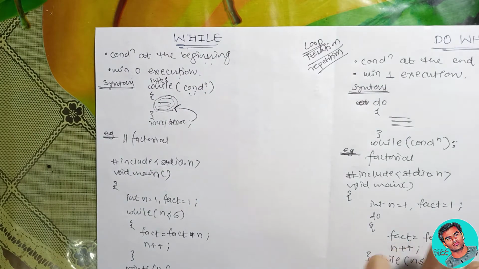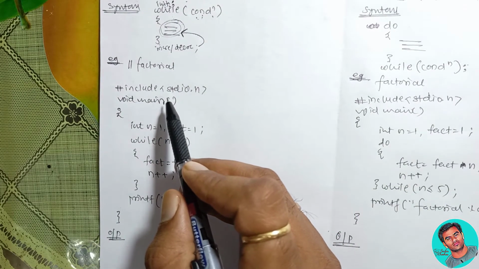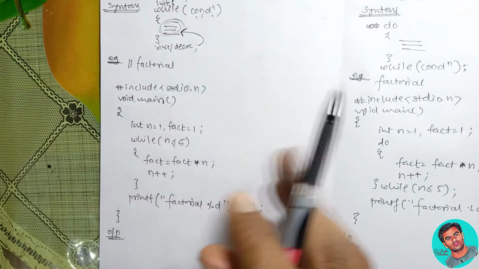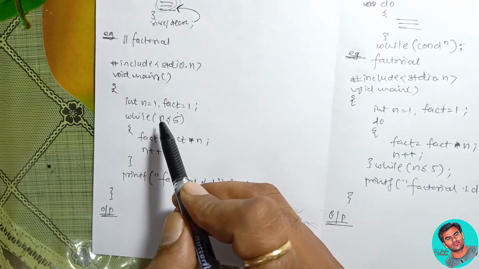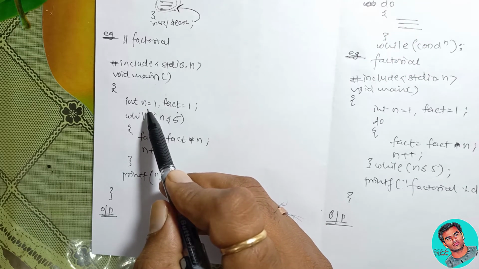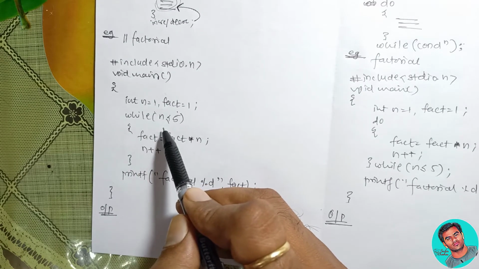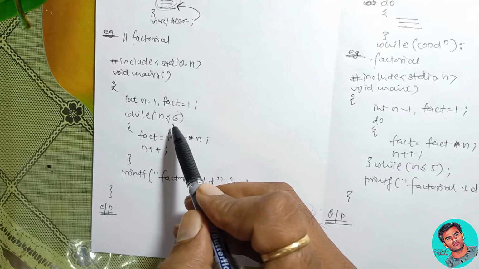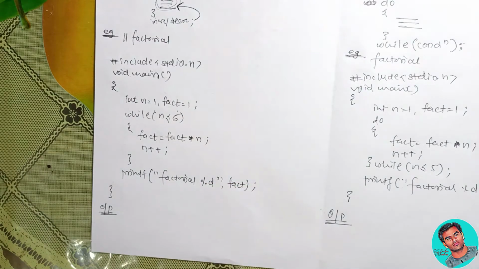For example, here we wrote a factorial program, which says #include <stdio.h> and void main, the simple statements. Now n equals 1 and fact equals 1, so these are two variables. As we said earlier, there is an initialization of these variables, then a condition check in the while statement. So while n is less than or equal to 5, that is the condition. We are testing the factorial up to the fifth number, that means up to 5.